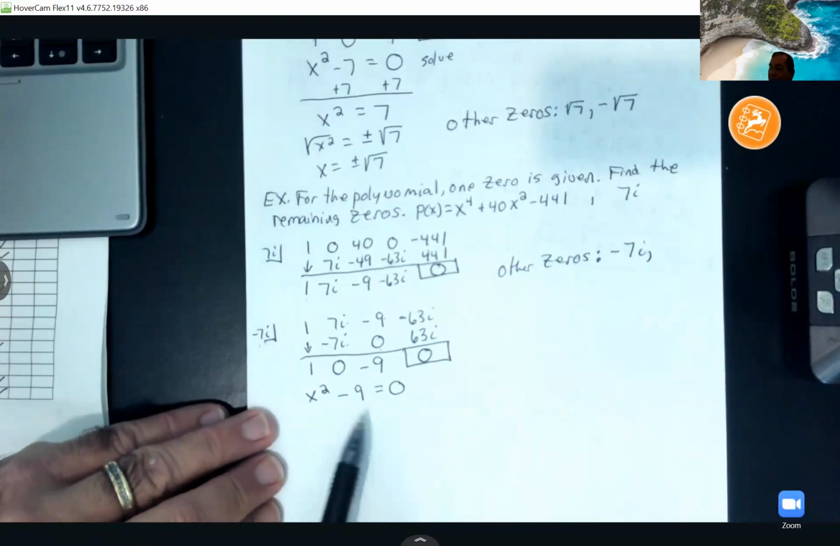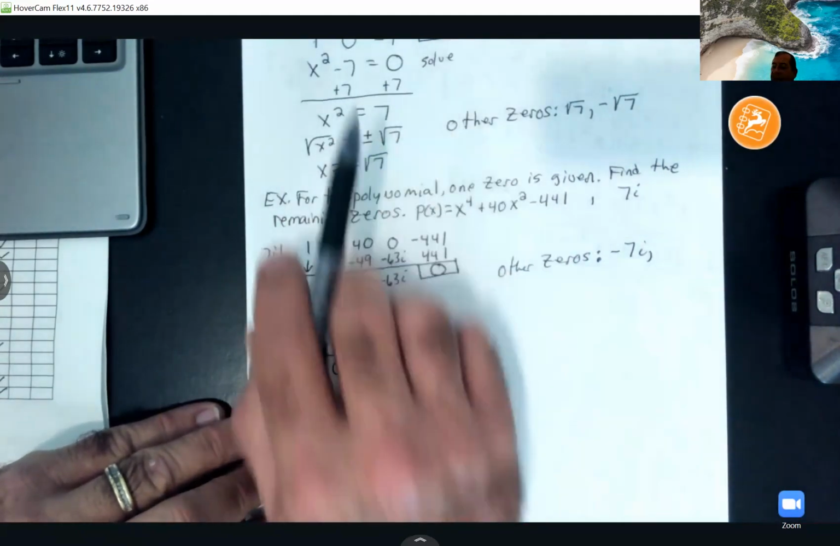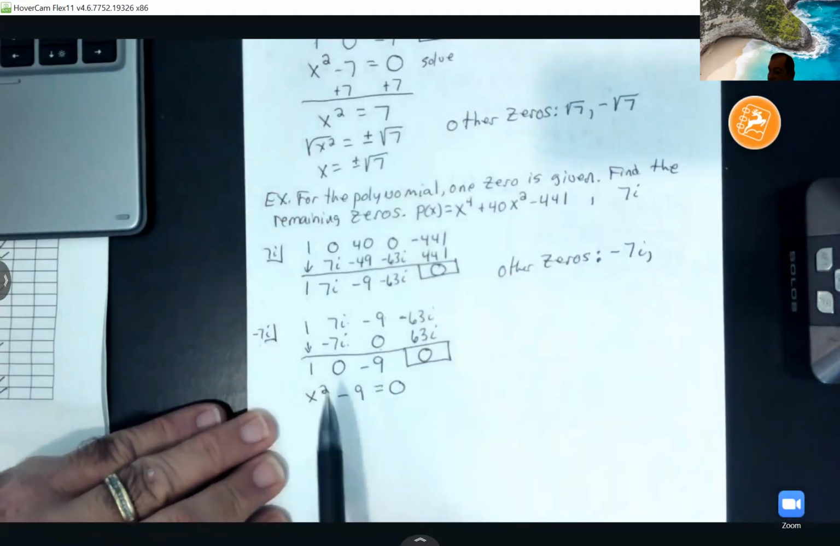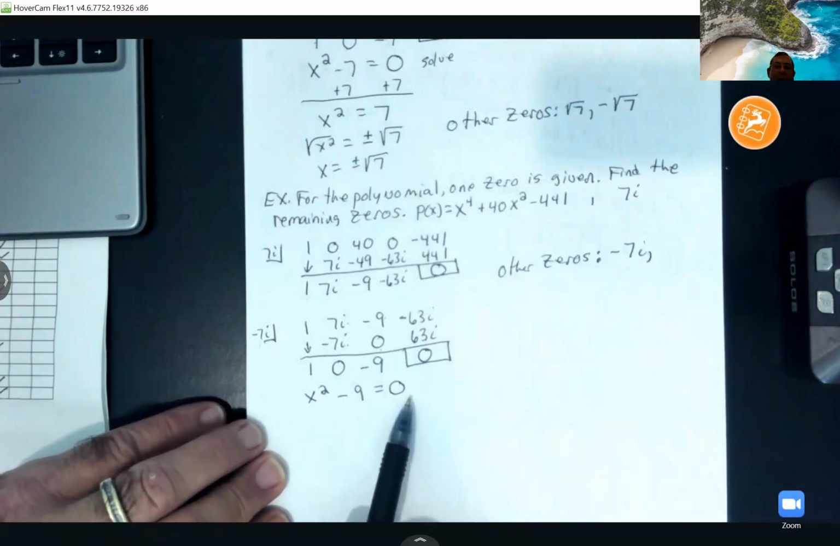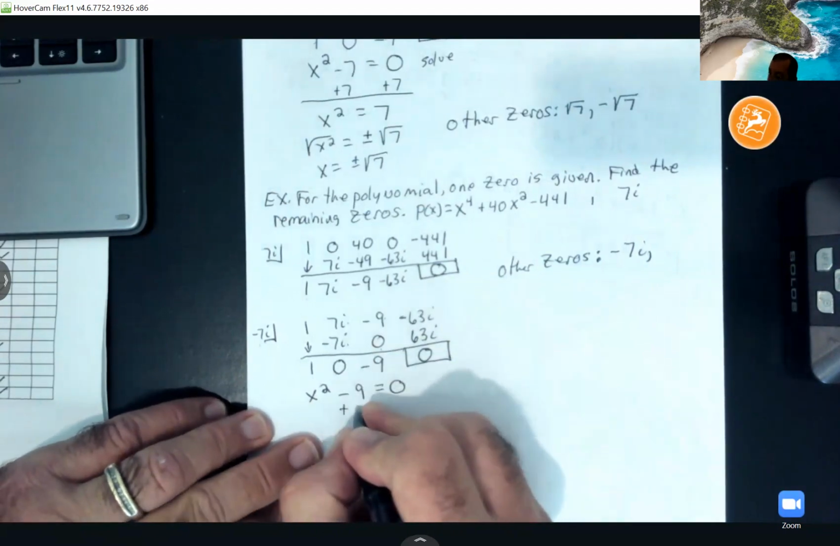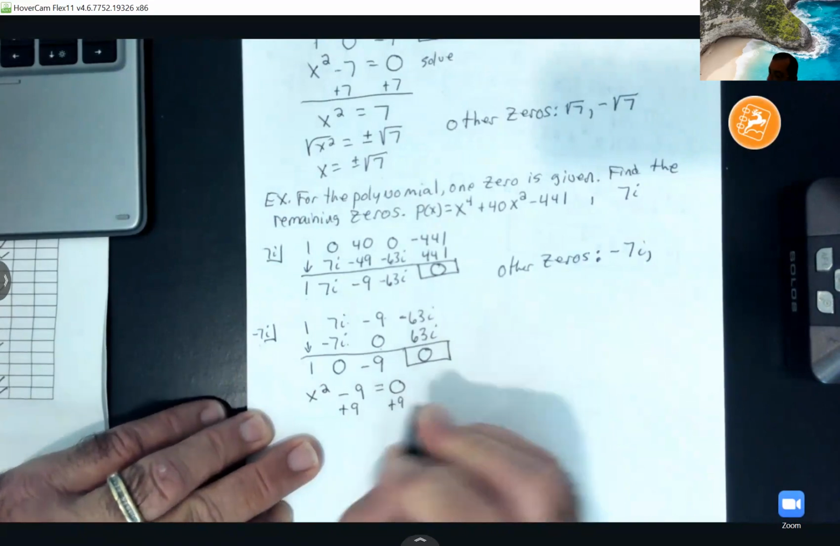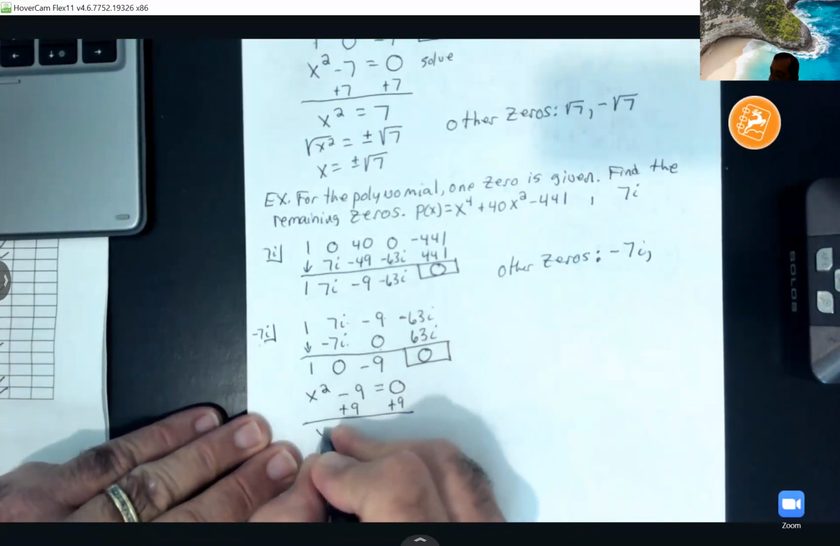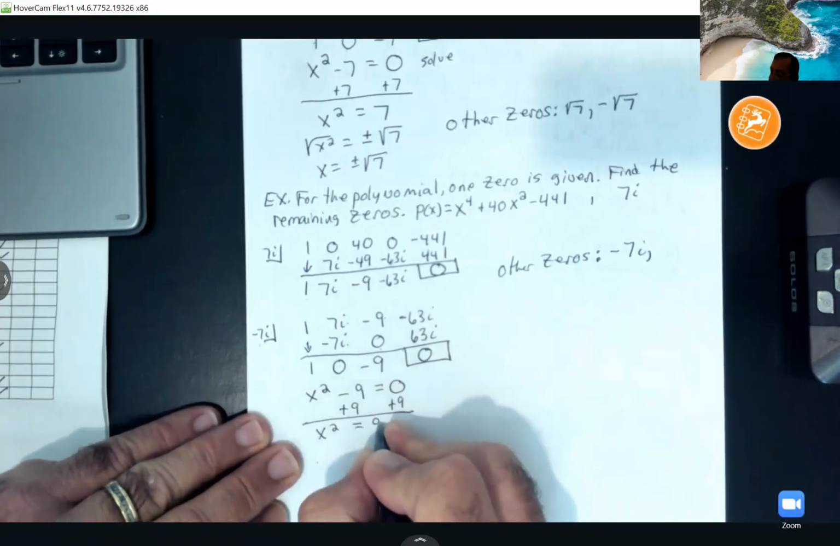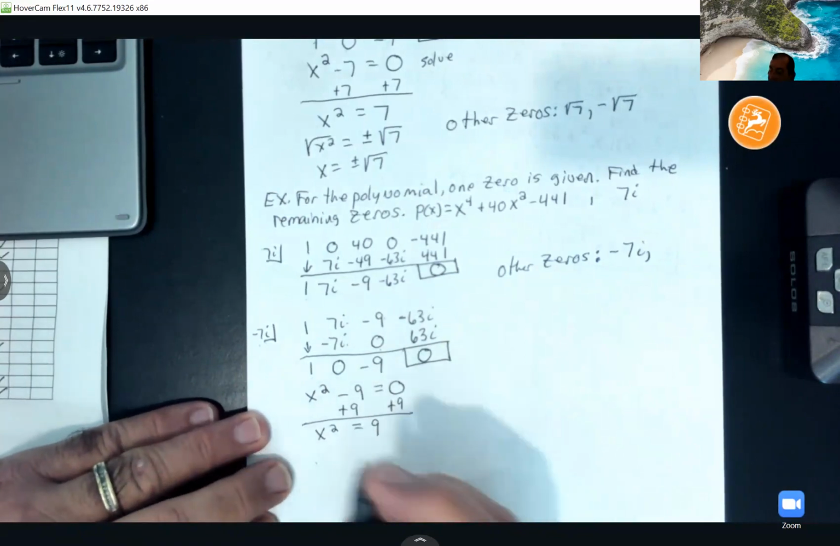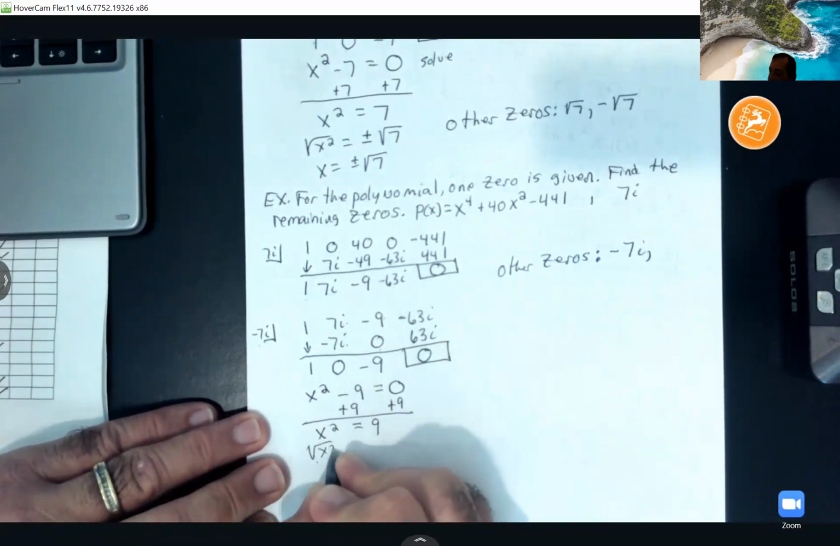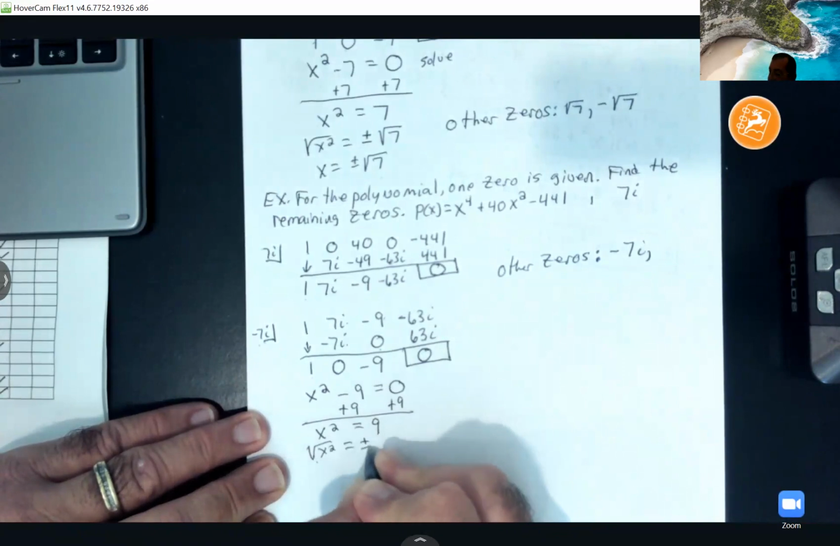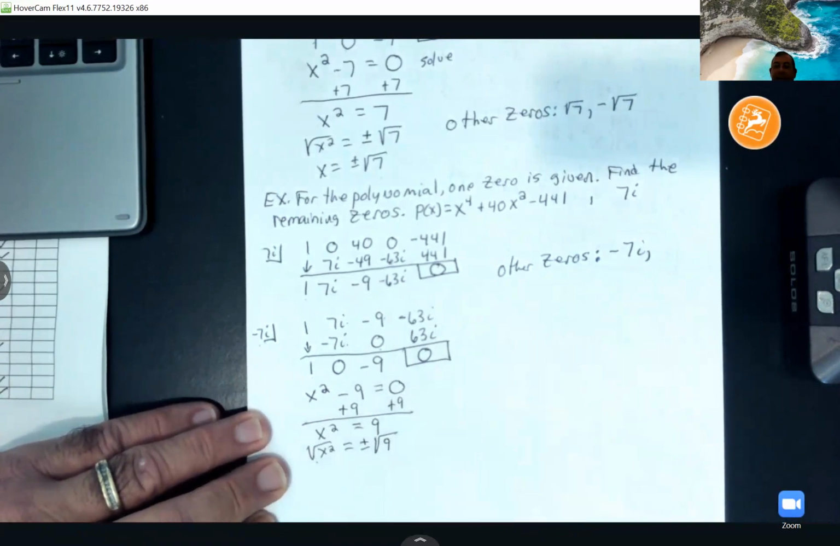So if you notice, most of these in this homework, you're getting zeros in the middle. So basically, let's do that square root stuff again. So we're going to add 9. So x squared will equal 9. Square root that, y'all. So we're doing a number, so that's going to be a plus or minus.